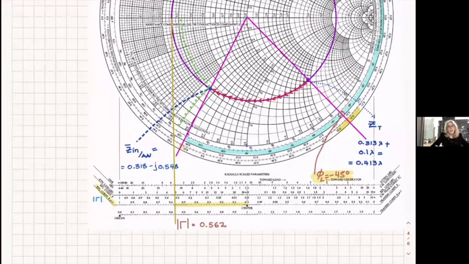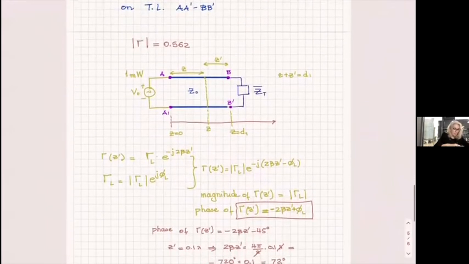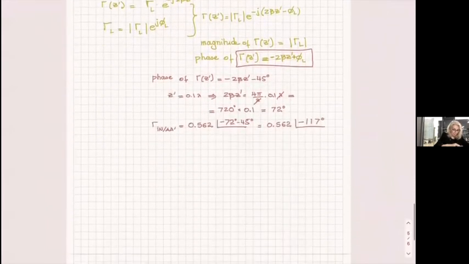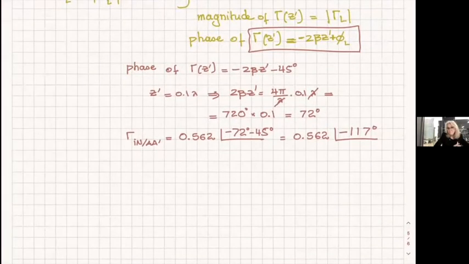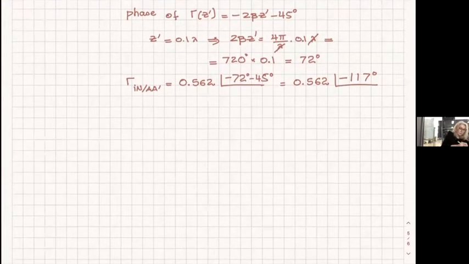Now, why is the gamma magnitude important? It is important for the following reason. Do you remember power from circuits? How do you find the power that is dissipated in a resistor? If you have a resistor R, and then there is a current I, how much is dissipated in the resistor? How do you find it?